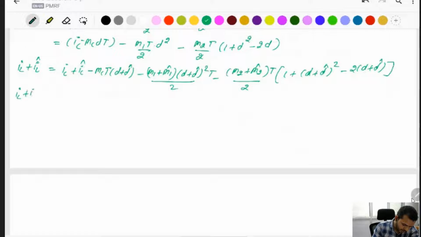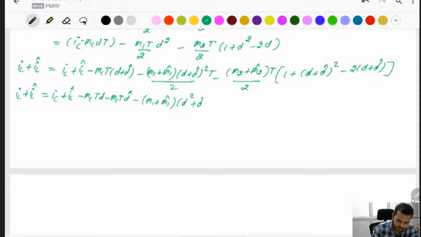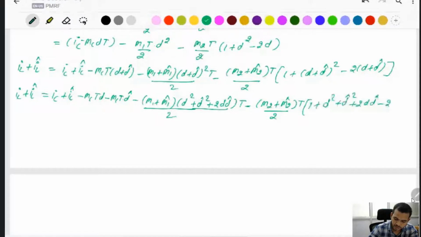After that, IL plus IL cap, here IC cap, if you multiply here, MC T D minus MC T into D cap. First of all, open the bracket here. M1 cap, (D plus D cap) square means D square plus D cap square plus 2 D cap, into T divided by 2, minus the same thing here, (M2 plus M2 cap) into T divided by 2. Same applies here: D square plus D cap square plus 2 D cap, minus 2D minus 2 D cap.